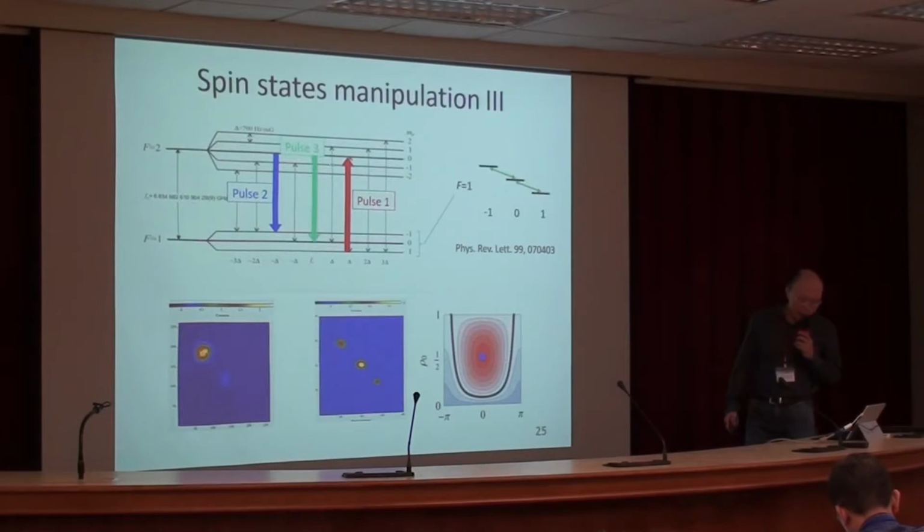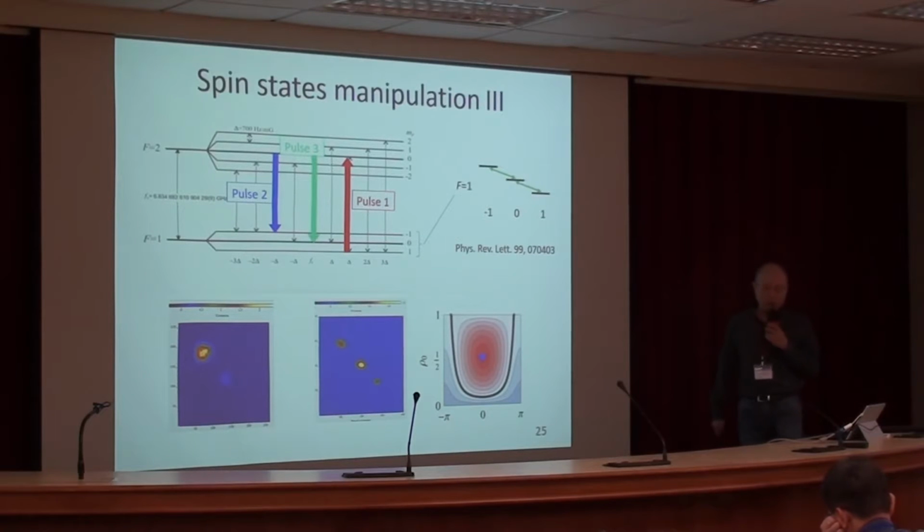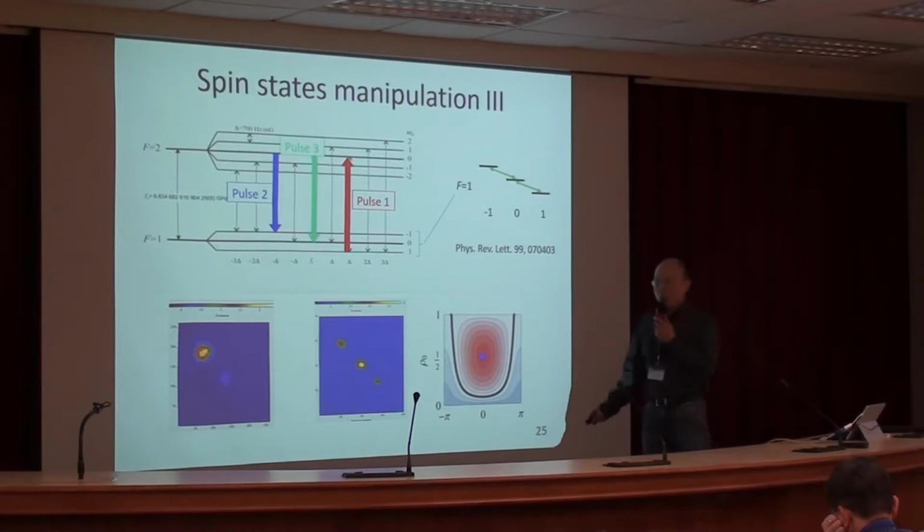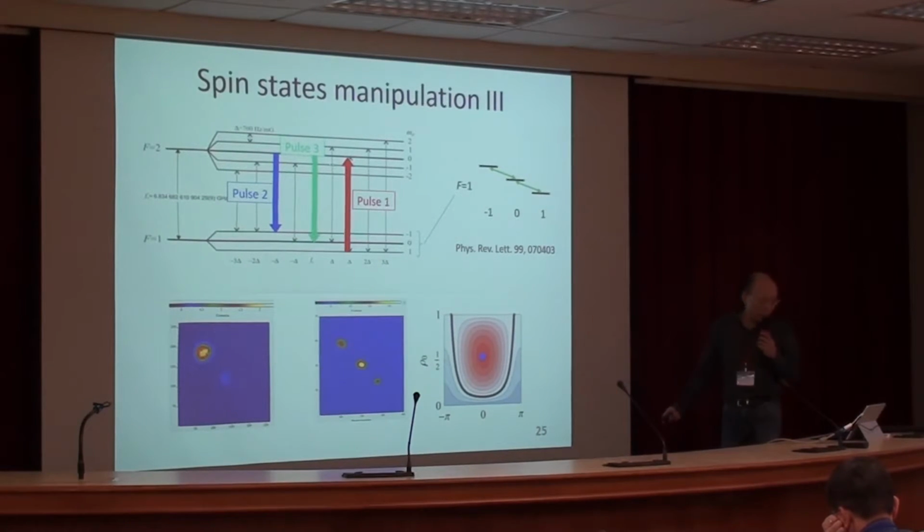Okay, so up to now, to realize this system, you just need to do two things. First of all, you need to be able to control your spin state, and second, you need to be able to put them in a 1D regime. And now I show you that spin is finally under control. It actually took us quite some time.